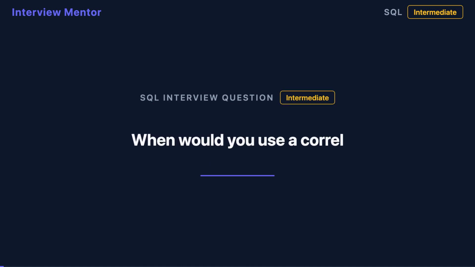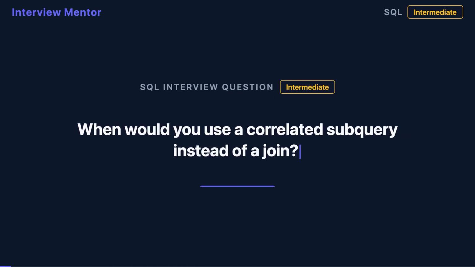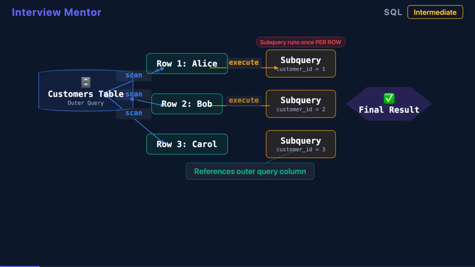Most developers avoid correlated subqueries, thinking they're always slower than joins. But here's the truth. There are specific scenarios where they're not just acceptable, they're the best choice. A correlated subquery is different from a regular subquery because it references columns from the outer query. This means it executes once for every row in the outer table, rather than just once up front.